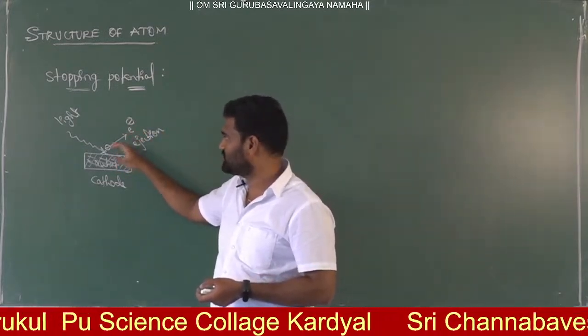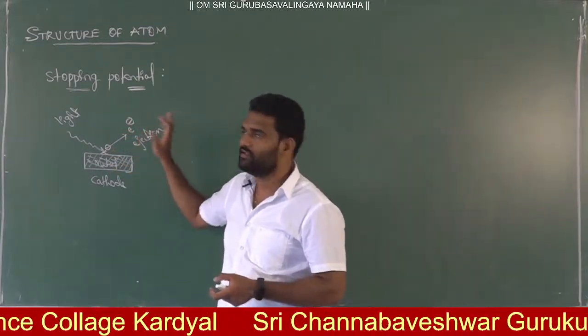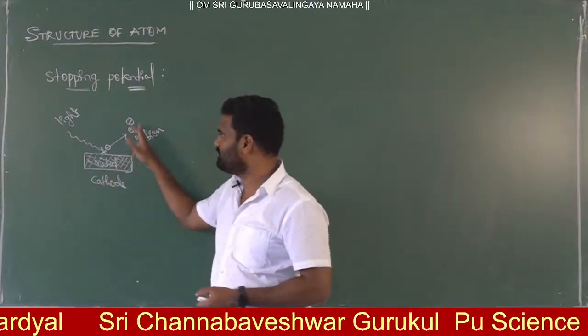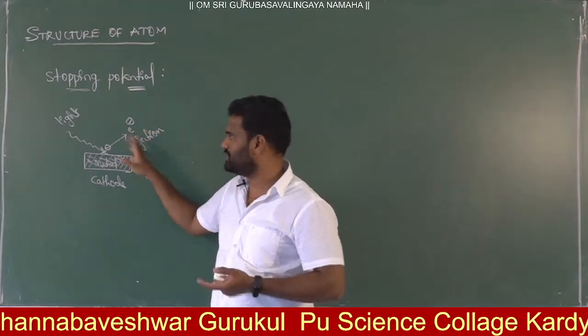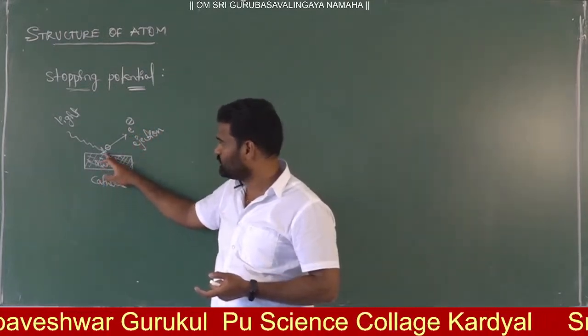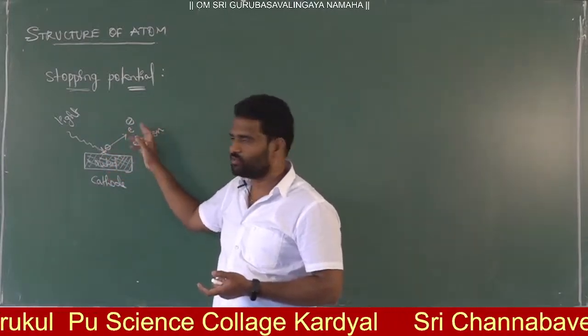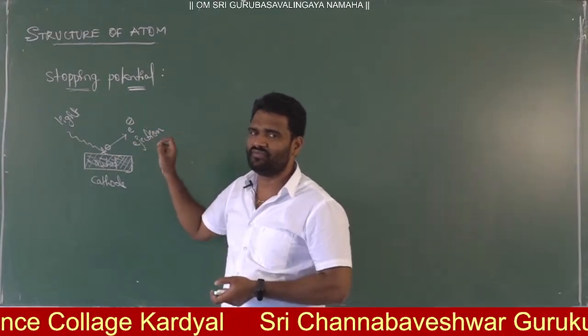Then only you can stop the motion of electrons. Stopping potential is nothing but the potential required to stop the kinetic energy of the electron. You can do the ejection but not the kinetic energy. So stopping potential will be equal to the kinetic energy of the electron.